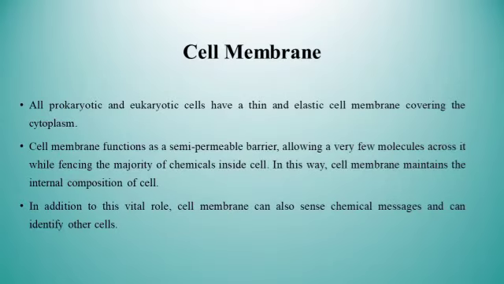Starting with the second topic of today's lecture, that is cell membrane. All prokaryotic and eukaryotic cells have thin and elastic cell membrane covering the cytoplasm. साइटोप्लाज्म को एक थिन और इलास्टिक मेम्ब्रेन कवर करती है जिसको हम सेल मेम्ब्रेन कहते हैं. सेल मेम्ब्रेन functions as a semi permeable barrier. सेमी परमिएबल बैरियर के तौर पे काम करती है. सेमी मीन्स हाफ, परमिएबल मीन्स कि अपने अंदर से कोई चीज़ गुजरने देना.